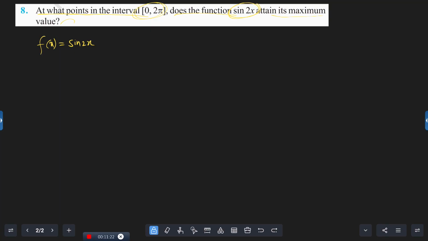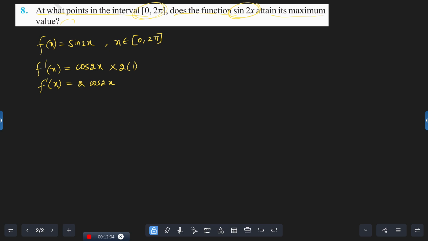Or else you can also go by the double derivative, where you will be getting a double derivative less than 0. That also you can say without finding. That is our wish. First, here the closed interval is given. x belongs to the closed interval 0 to 2 pi. Now you can find f dash of x equal to sine derivative, cos. So cos 2x we have to multiply by the derivative of 2x, which is 2 into 1. So 2 into cos 2x is the f dash of x.